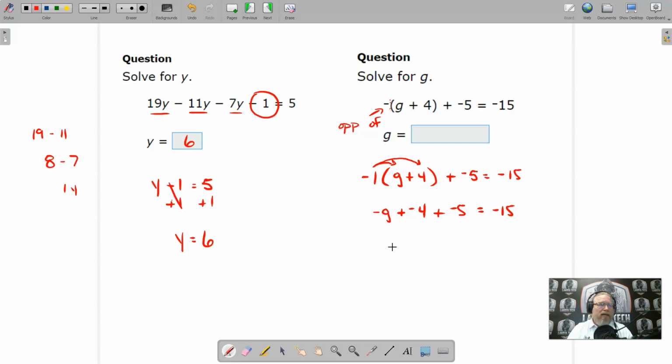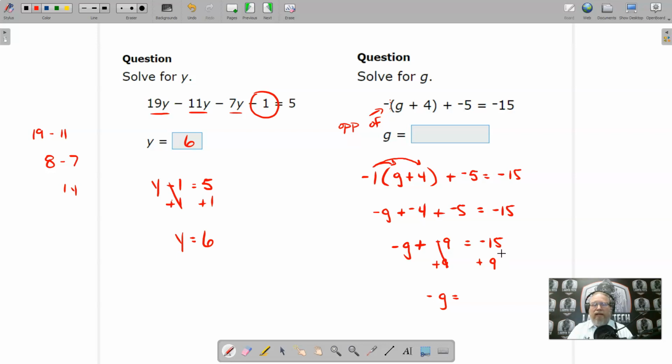Great. So negative g, and then we're going to add that to negative 4 plus negative 5 is going to be a negative 9 equals negative 15. Now let's go ahead and get rid of this negative 9 by adding 9 to each side. We do to one side, we're going to do to the other. That's going to cancel each other, so we end up with just negative g equals negative 15 plus 9.